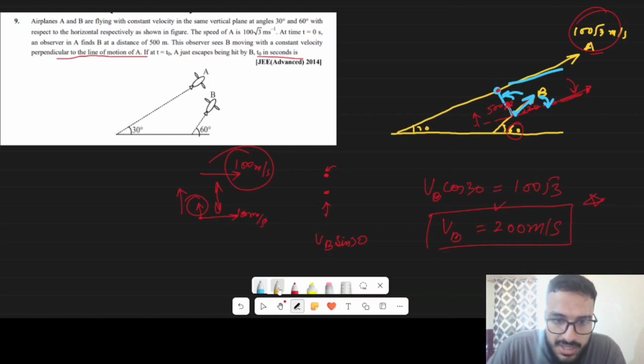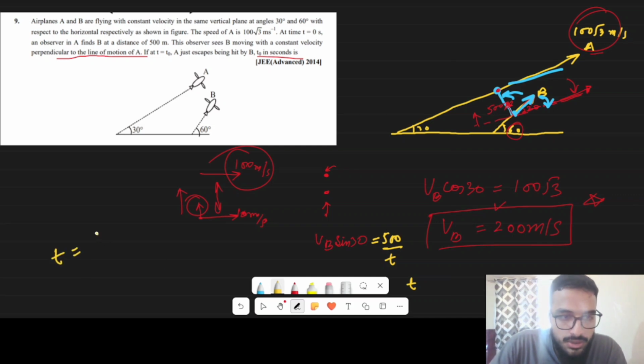So VB sin 30 is distance by time. From here you will get the time: time is equivalent to 500 divided by 200 times 1 by 2, which is 100, so your time is 5 seconds.